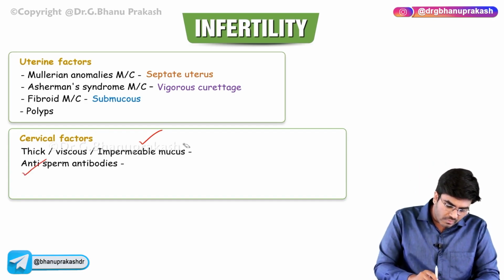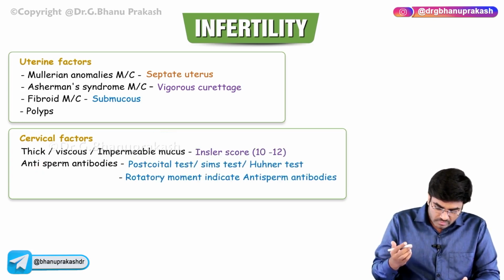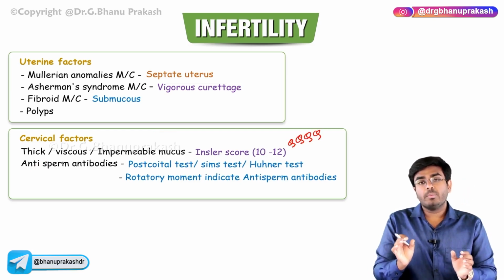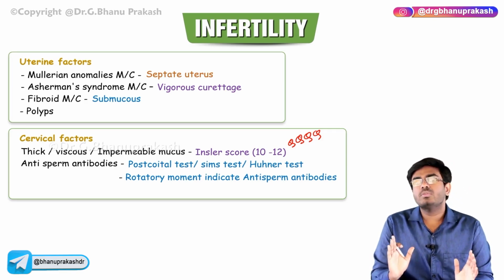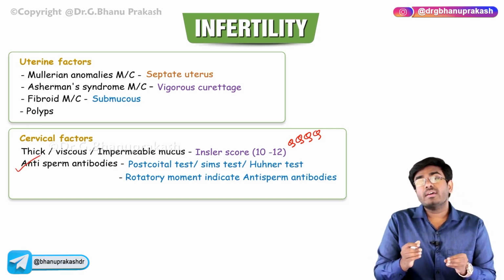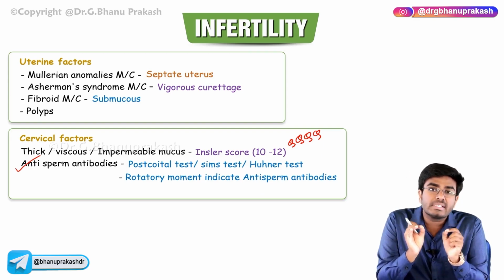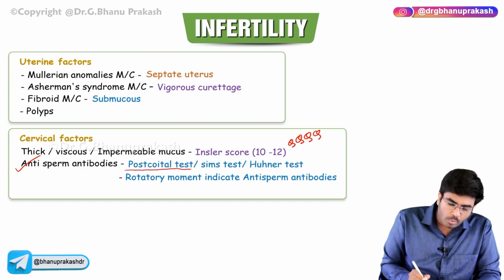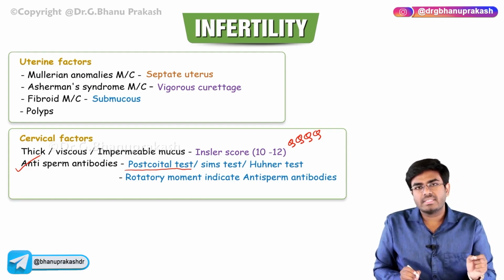So to know whether the cervical mucus is of good quality or not, what is that scoring which we will be doing? It's the Insler score. So Insler score will tell you whether the cervical mucus is good quality or not. A score of 10 to 12 means good cervical mucus. And also, what about the anti-sperm antibodies? To know whether these antibodies are present in this mucus or not, the test which we will be doing is the Sims test or Huhner test or post-coital test. Repeatedly asked MCQ: post-coital test is done for knowing whether anti-sperm antibodies are present or not.